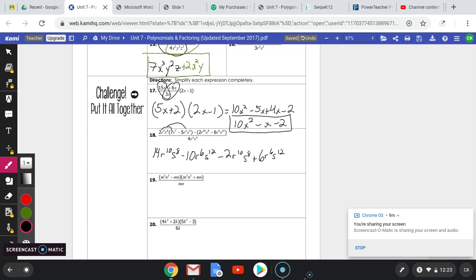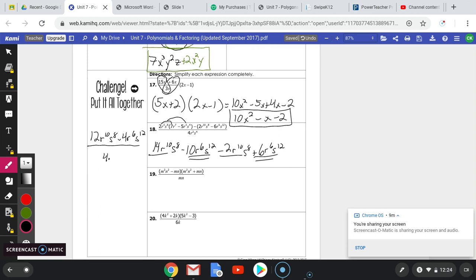So now when I combine all this, because these two combine, and then these two combine, I'm going to have 12r to the 10th s to the 8th minus 4r to the 6th s to the 12th, then all that divided by 4r squared s to the 4th.